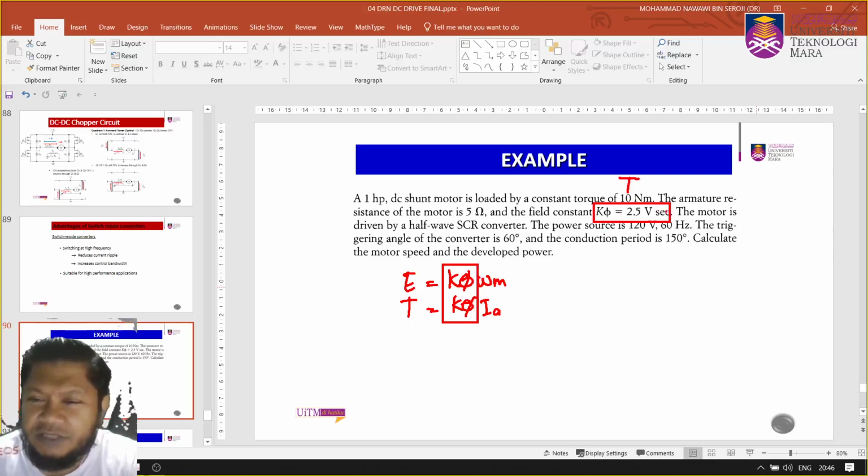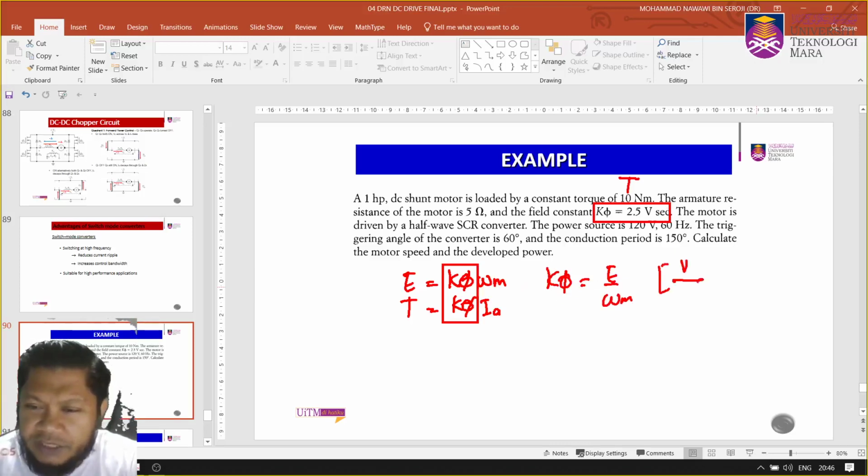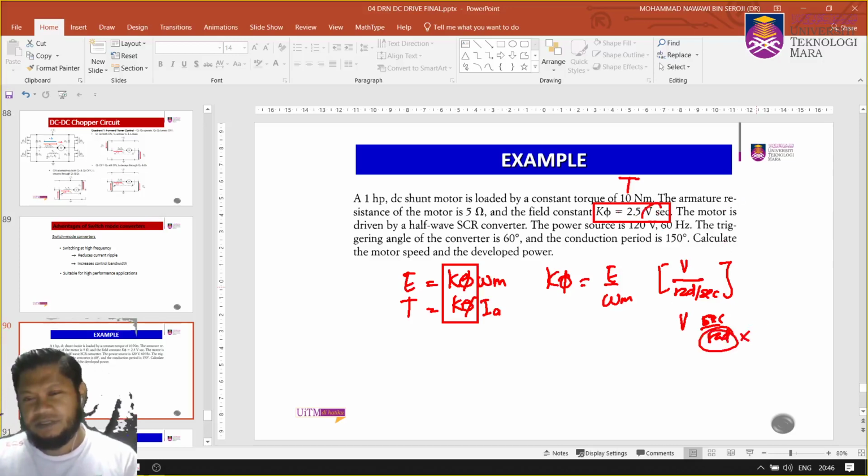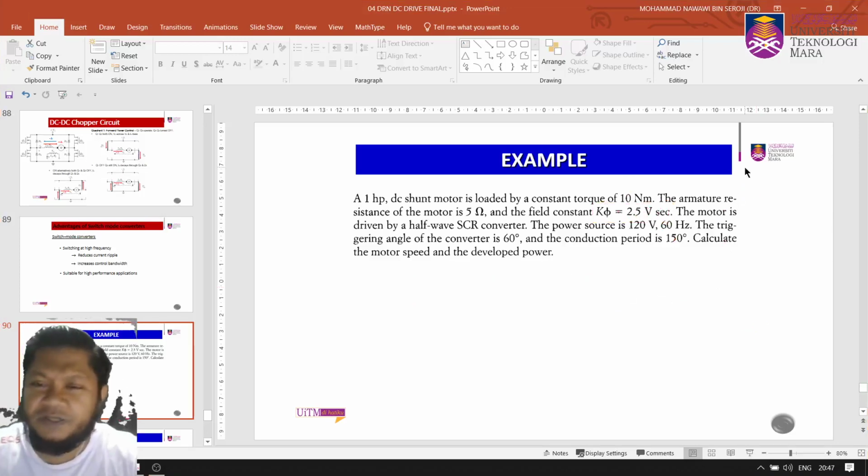Here it tells me that the field constant K flux is 2.5 volt per second, but I don't really understand why the book gives the unit for K flux as volt per second. K flux actually equals E over omega m, isn't it? And the unit should be volt divided by radian per second, so volt second per radian. So the radian here is gone. I'm not sure why it is not displayed in this unit here. Okay, but we just follow the question.